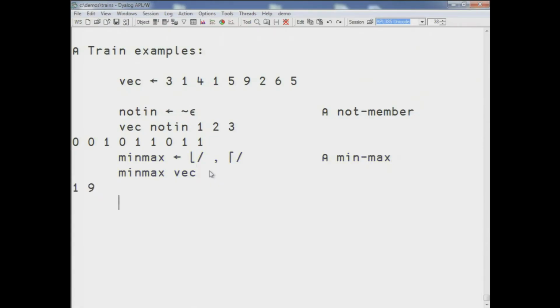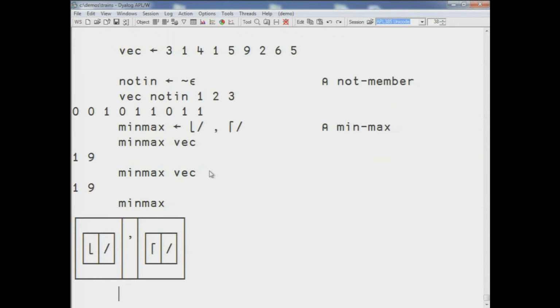Here's an example. So this is these two. Let me just show you what this looks like. Let me just switch this off for a moment. If I show you what that looks like, this is a three train. The binding is that's a min reduction as the left tine, and a catenate function and a max reduction. So this is saying take the min reduction of a vec catenated with a max reduction.